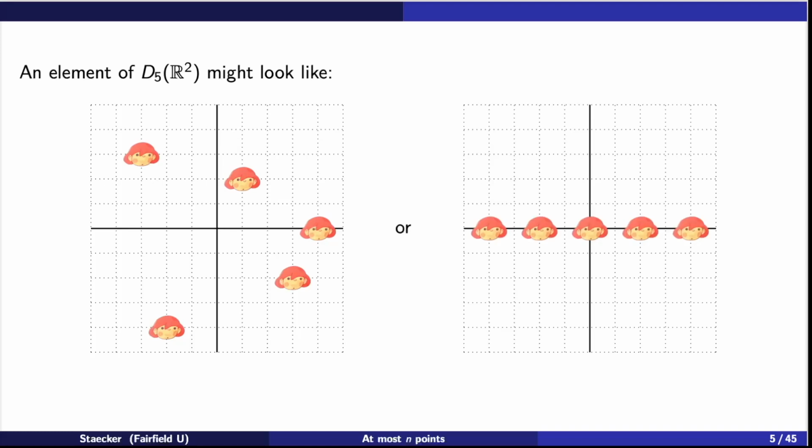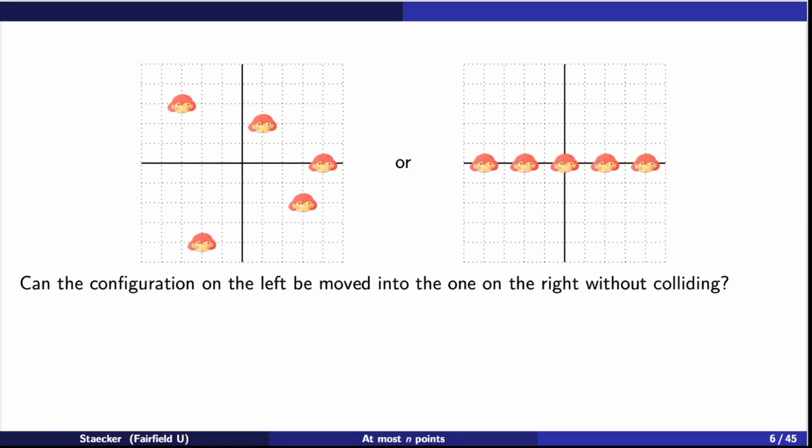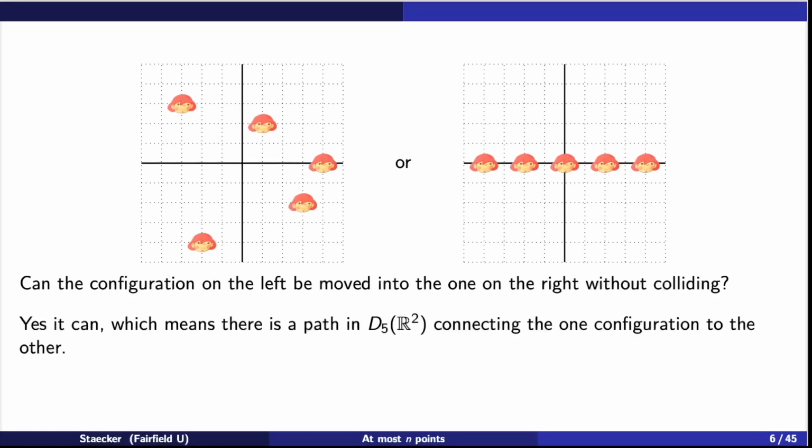And you can ask topological questions. So for example, an easy question: can the configuration of these 5 points be moved around to become this configuration without colliding? And the answer, of course, is yes. And what that means topologically is there is a path in this 5-point configuration space, a path from this configuration to this configuration. And in fact, it's fairly easy to see if you know what I'm talking about. The configuration space of R2 is path connected because any configuration of several points can be rearranged inside of R2 without colliding to any other configuration of several points in R2.